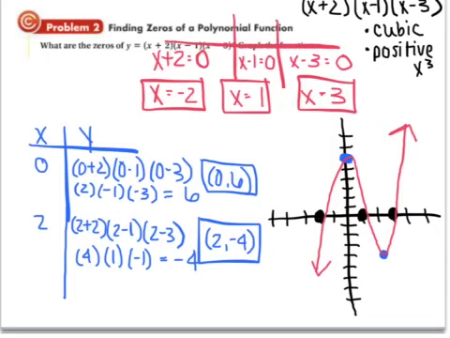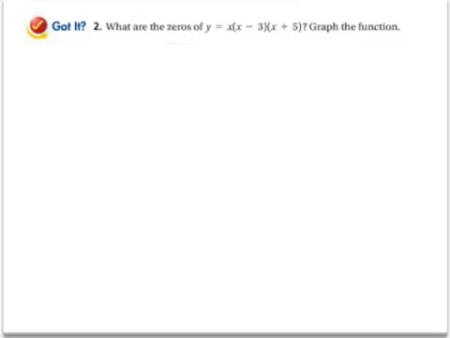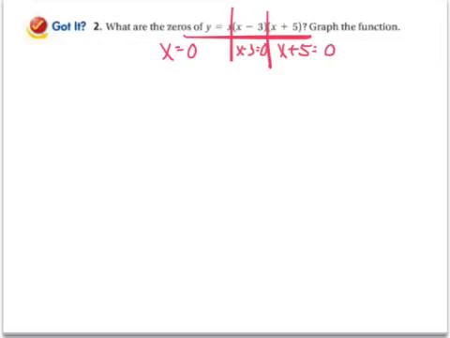Okay, so let's try another one. What are the zeros? Graph the function. Start off, what are the zeros? The question is telling you where to start. Who can tell me what the zeros are of this? There's 3 of them. Ryan. X equals -5, x equals 3, and x equals 0. Good.